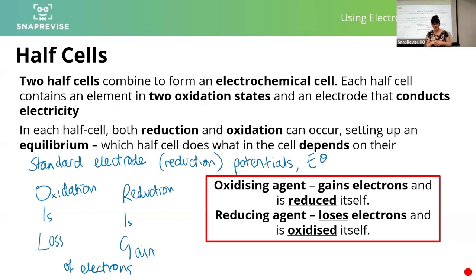And similar for a reducing agent. A reducing agent is going to reduce something else. It causes something else to gain electrons by losing electrons and giving that thing electrons. So it itself is oxidized.